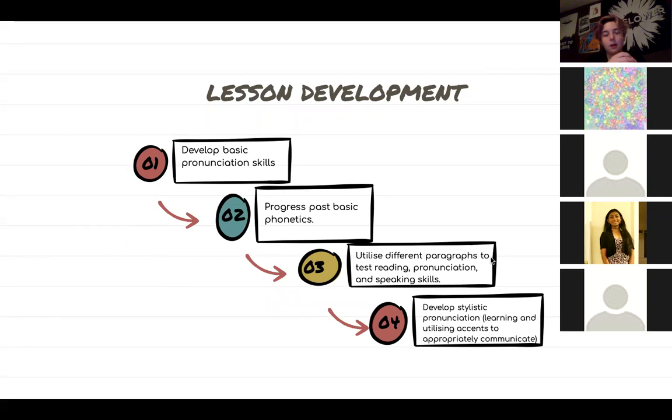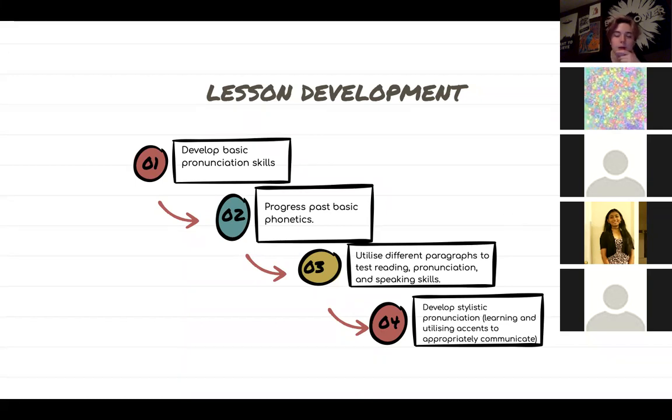Okay. And then lesson development, develop basic pronunciation skills, progress basic phonetics. Okay. And then utilize different paragraphs to test reading, pronunciation, and speaking skills. I think a lot of this applies more long term. So multiple classes build up this lesson. And then develop stylistic pronunciation, learning and utilizing accents appropriately to communicate.